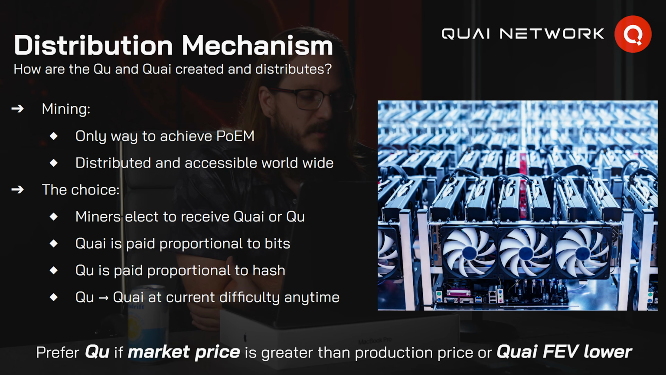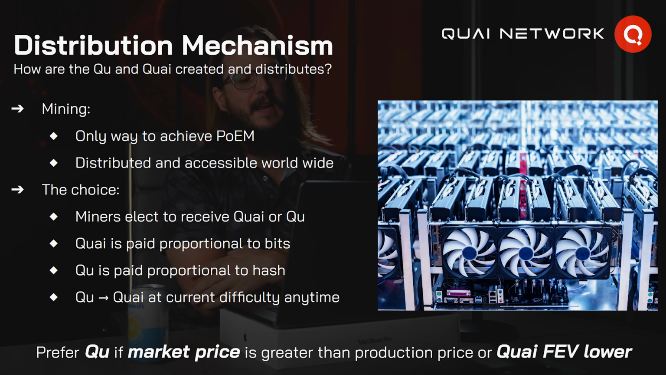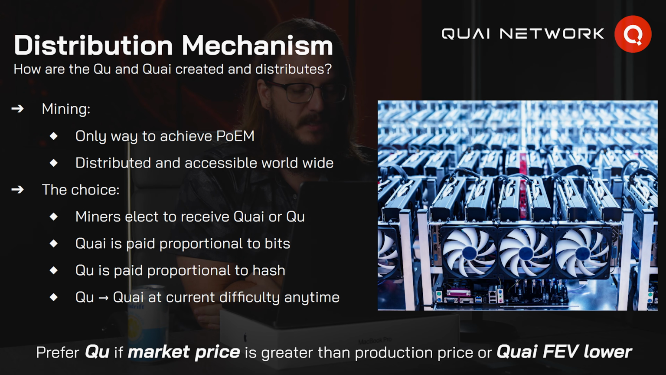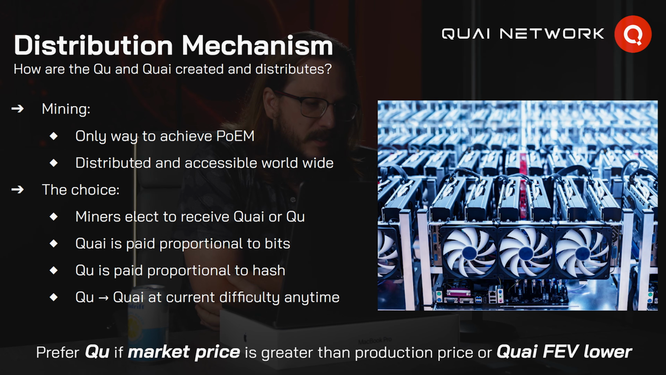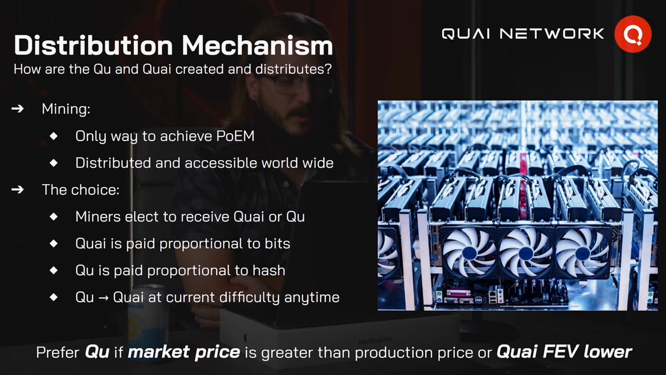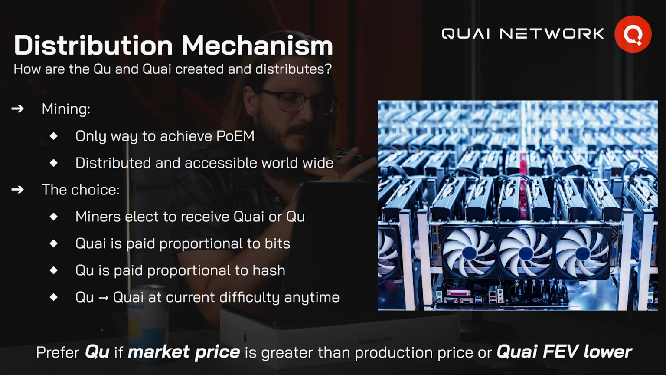So then what is the distribution mechanism for Q and Quai? And then how does that dictate the dynamics? So the idea here is that the only way to distribute this token or tokens fairly is really mining, and Poem, again, is this critical mechanism for scale that can only be done via mining. So distribution will be done by mining.